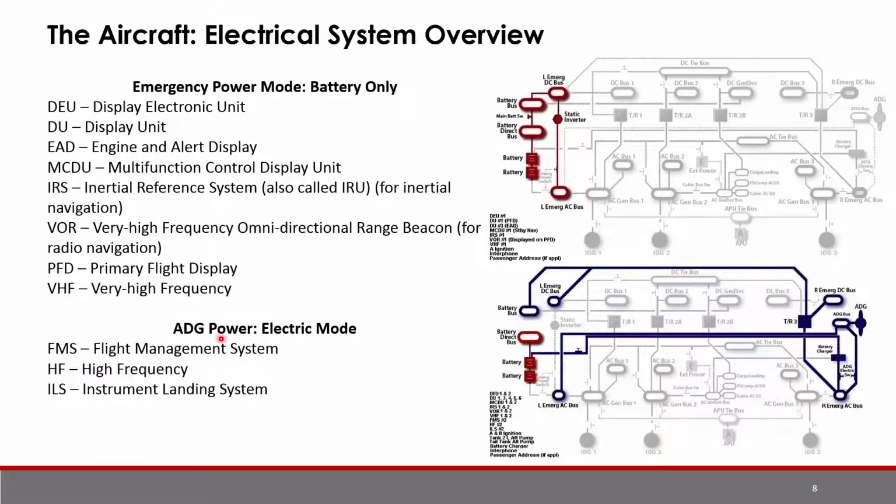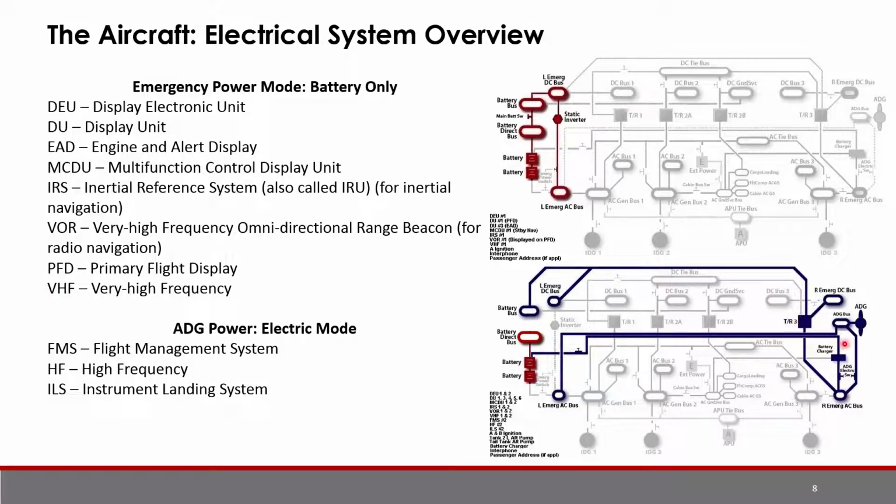The flight management system is the brains behind your multifunctional control display, which is actually just the display, and this is your inertial navigation, which we learned about in a previous lecture. The VOR and the VHF are omnidirectional range beacons, and VHF stands for very high frequency. In a previous lecture, we learned about navigation by radio, which seems to be a very important thing to have in the event of an electrical failure. And the PFD is your primary flight display. It is displayed on one of these display units, and it features an artificial horizon, a heading, an altimeter, and an airspeed indicator.